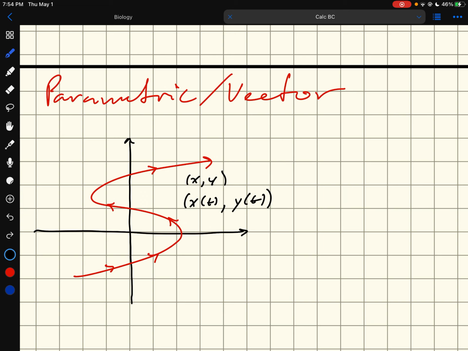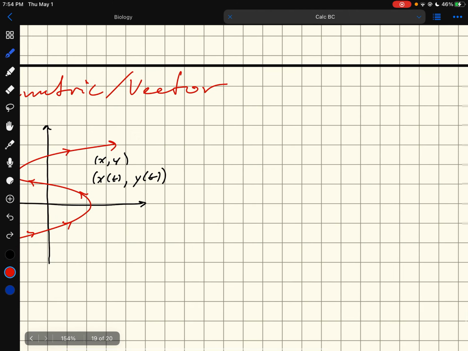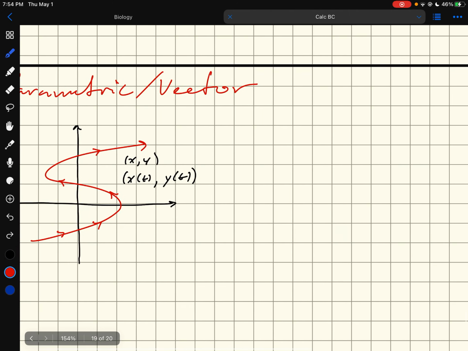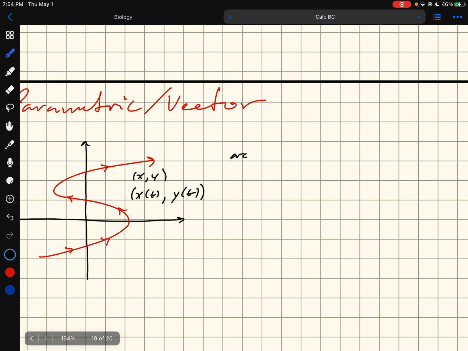They're like a pair. And then the most important thing that you need to remember for parametric is how to find arc length, so like the distance along a curve. So all you're going to do, I'm going to write it like this. Arc length. Okay, this is for parametric, okay?